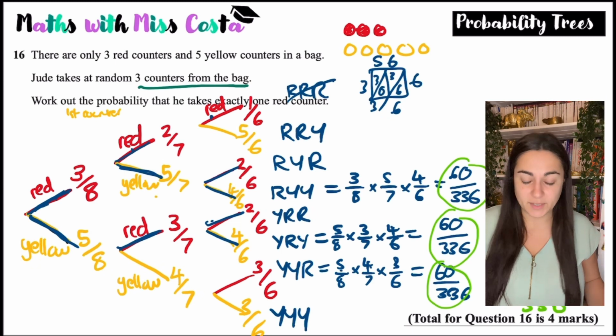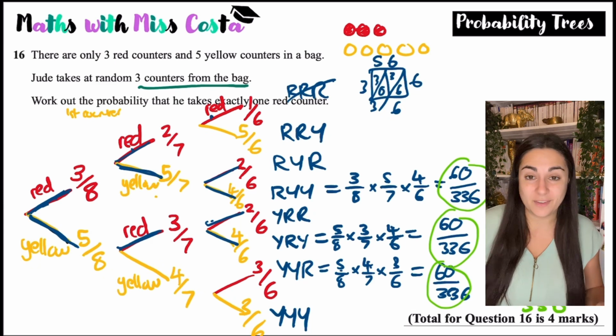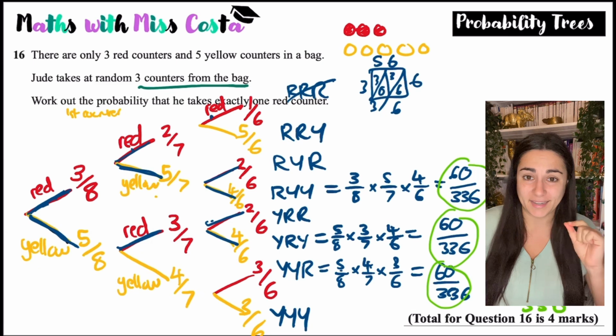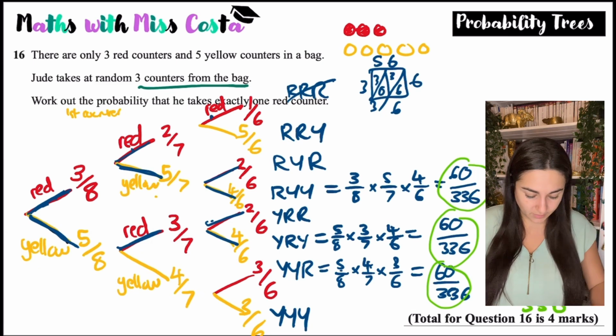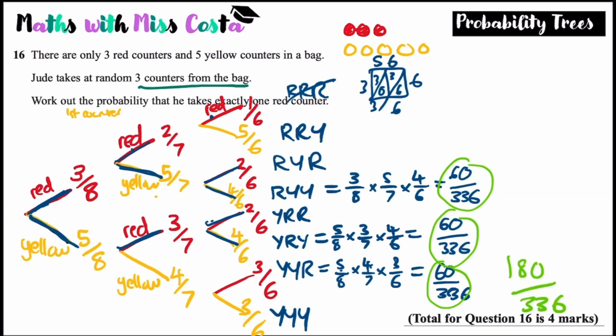You can also do this question without doing the probability tree, but I would only recommend doing that if you're extremely diligent and you have listed all of your options out. Otherwise, it's really easy to just miss something. And that's probability trees.